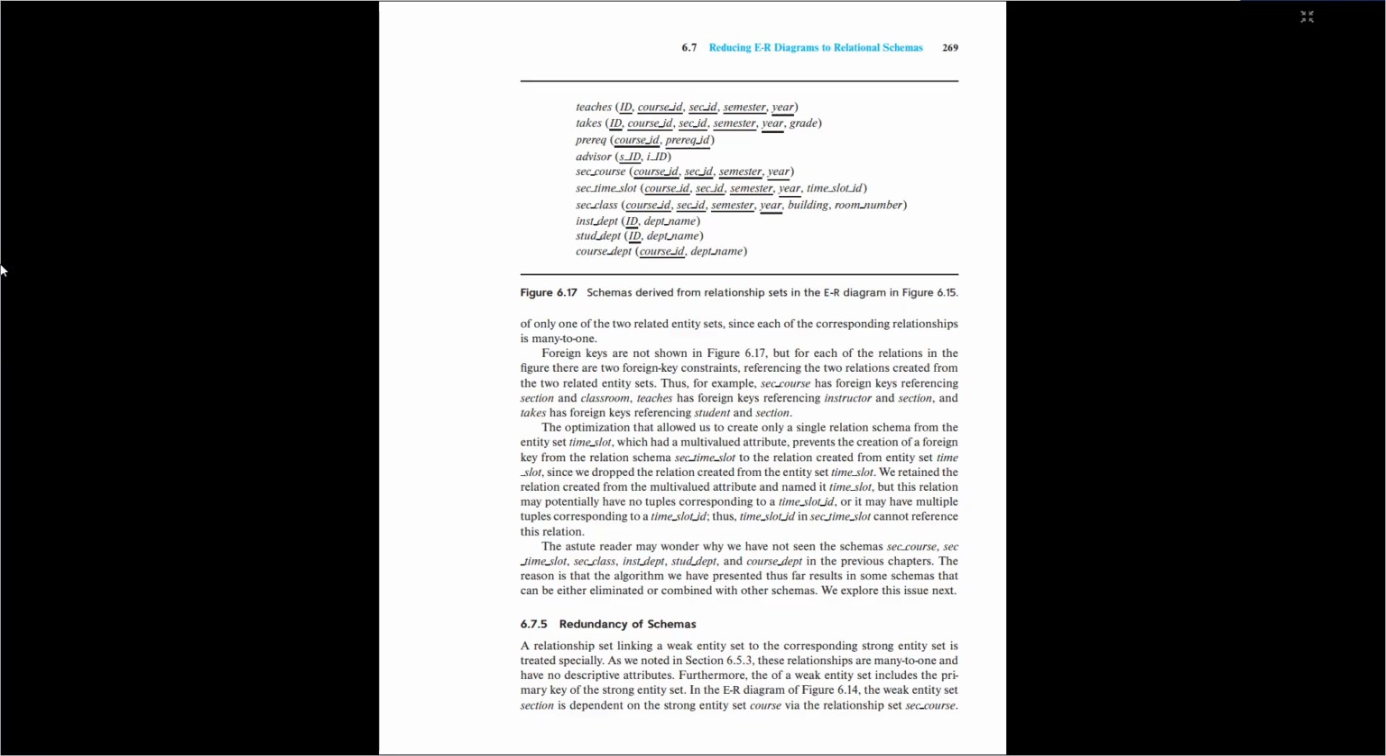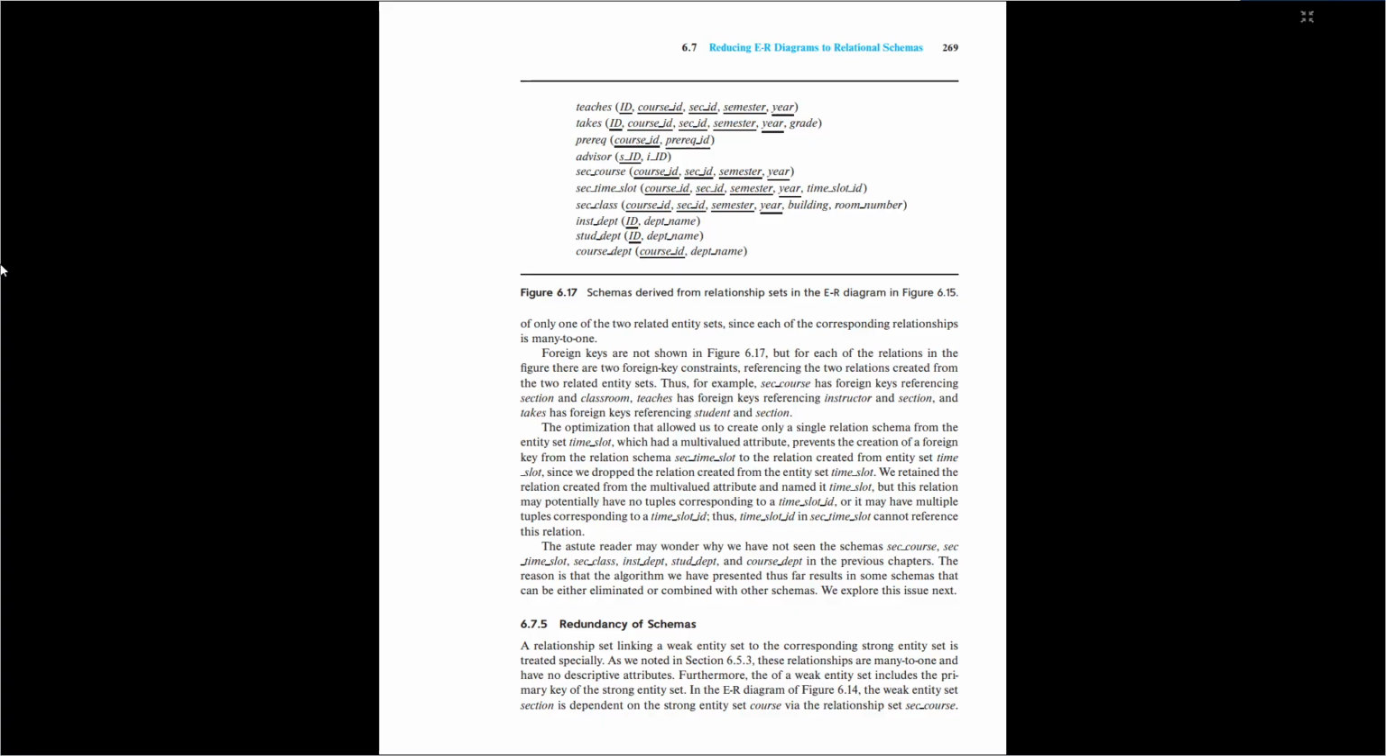Figure 6.17: Schemas derived from relationship sets in the E-R diagram in Figure 6.15. (The figure lists schemas such as teaches, takes, prereq, advisor, sec_course, sec_time_slot, sec_class, inst_dept, stud_dept, and course_dept, with their attributes.)